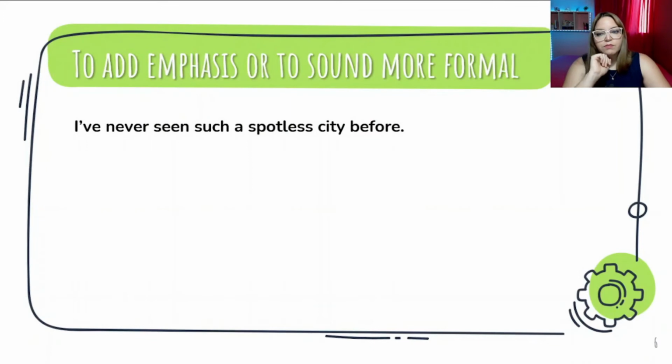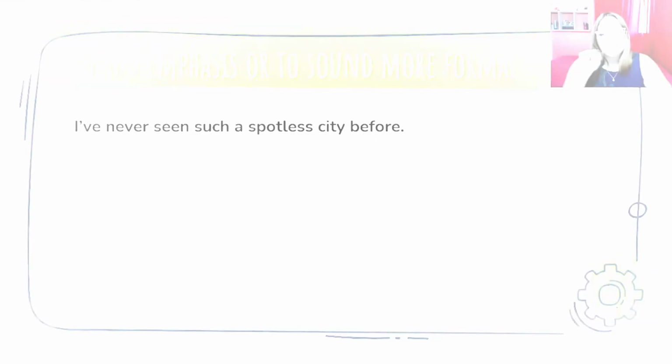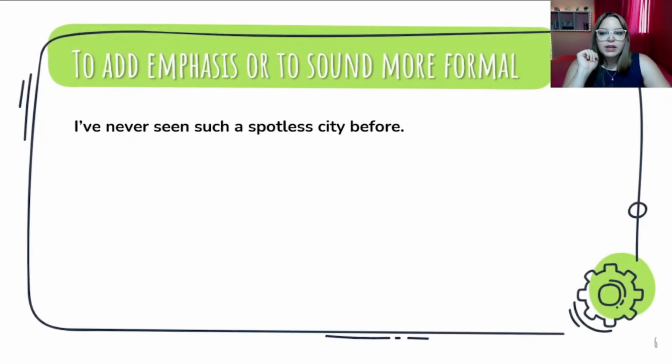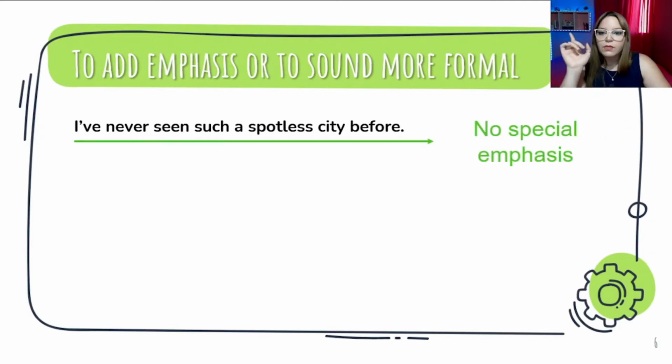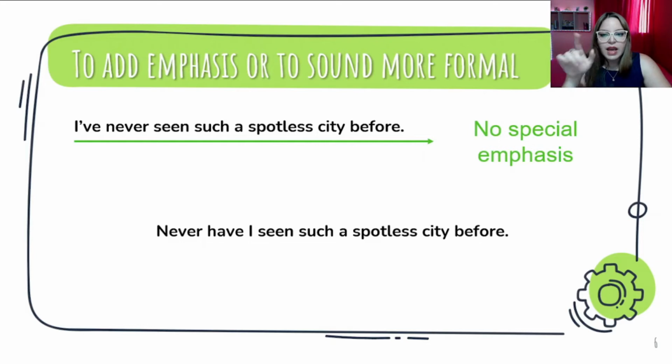Okay, nevertheless, if we want to add emphasis or to sound more formal, we should use inversion. For example, this is a normal sentence with no special emphasis. I've never seen such a spotless city before. No special emphasis, no special information in this statement. But look at this one. Never have I seen such a spotless city before.